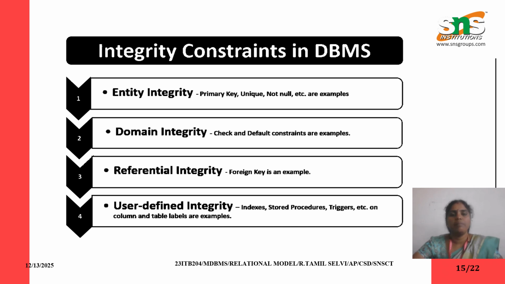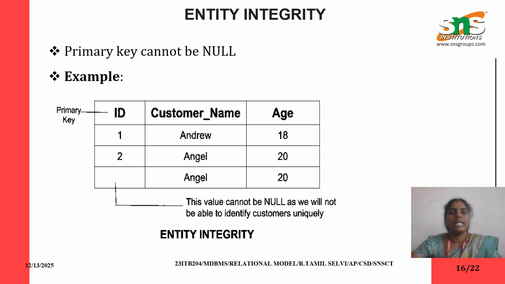Integrity constraints in DBMS. Integrity constraints ensure the correctness and reliability of the data stored in the database. Basically, we have four types of integrity, that is entity, domain, referential, and user defined. Let's see each one in detail. First one, entity integrity. Entity integrity ensures that each table has a valid primary key value. Consider this example shown here. In this table, each customer can have the same name and age, so it becomes confusing to identify the customers. To avoid this confusion, a primary key is used to uniquely identify each customer in the table.